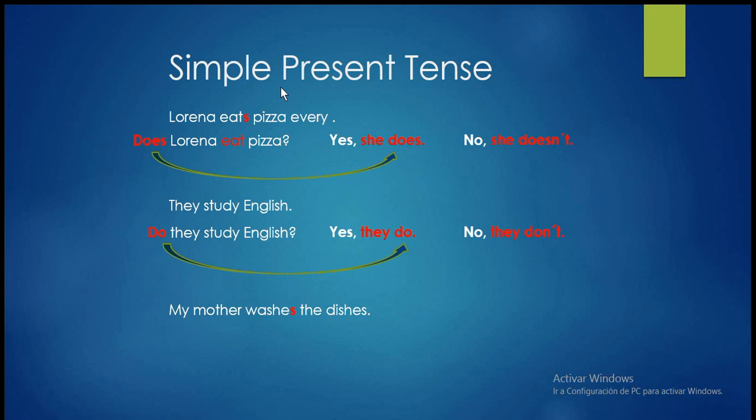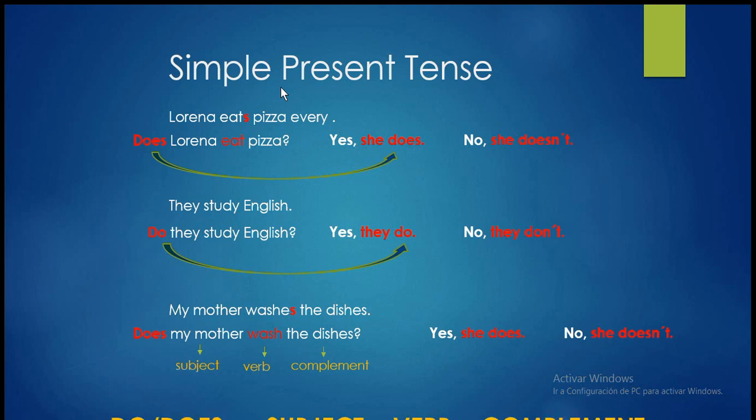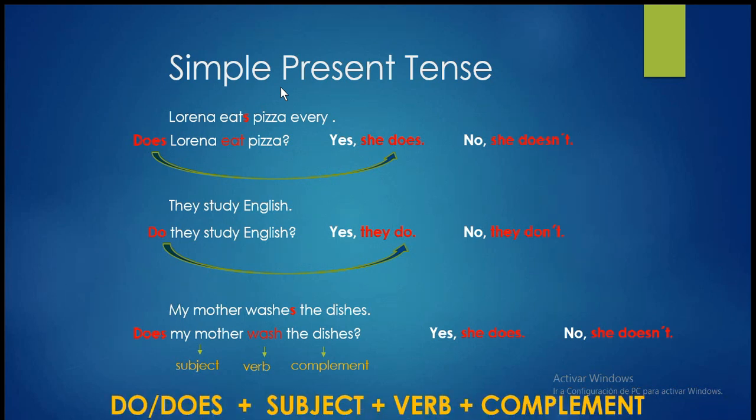My mother washes the dishes. Positive statement. Yes, no question. Does your mother wash the dishes? Yes, she does. Or no, she doesn't. Subject, verb, complement. And for questions, do or does, the auxiliary verb, first. This is the formula, okay, for yes, no questions.